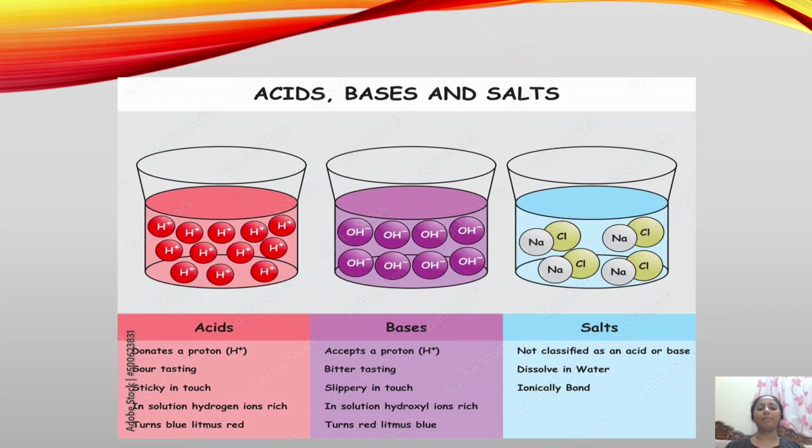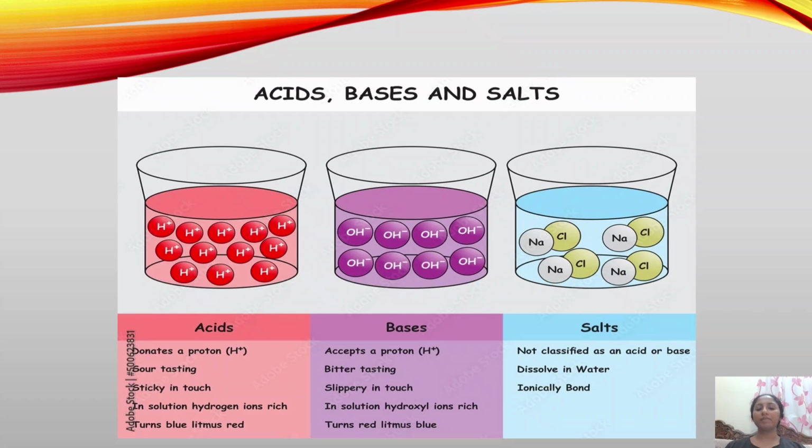So when we compare acids, bases and salts, we can say that acid has a sour taste, and bases have a bitter taste. The litmus paper will change its color from blue to red in the case of acids and from red to blue in the case of bases. So these are the color changes of litmus.